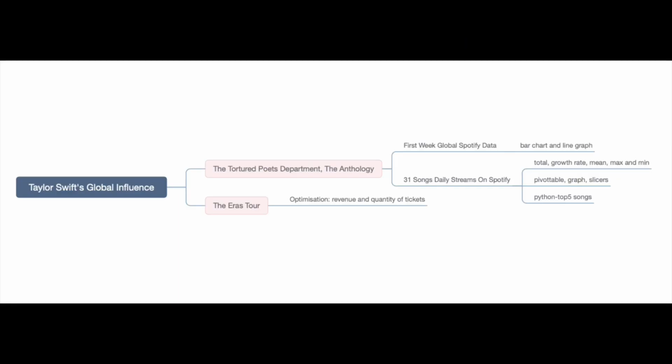So what kind of tools are we going to use to analyze Taylor's global influence? Well, basically we're going to use Excel, doing some graphs such as bar charts or line graphs. And then we're going to do something related to the stats, such as calculating the growth rate, mean, maximum, and so on. After that, we're going to use the pivot table, do some graphs, and insert the slicers. We also included Python to recommend the top 5 songs in this album. Lastly, we'll use the Solver to do some optimization.